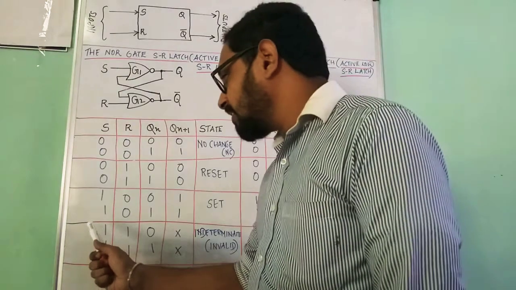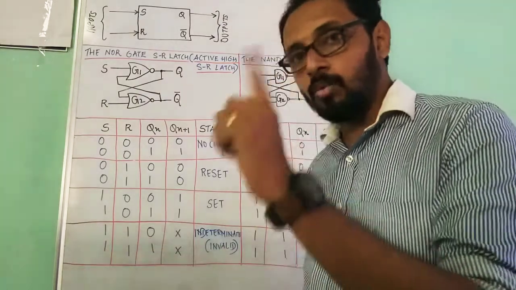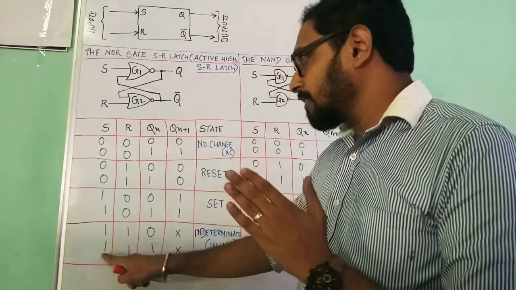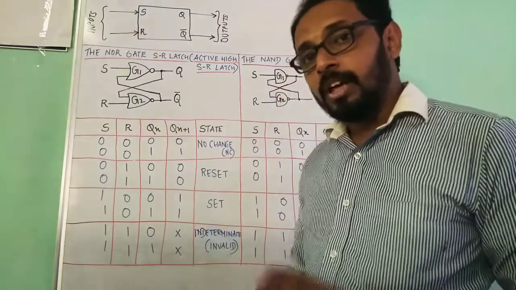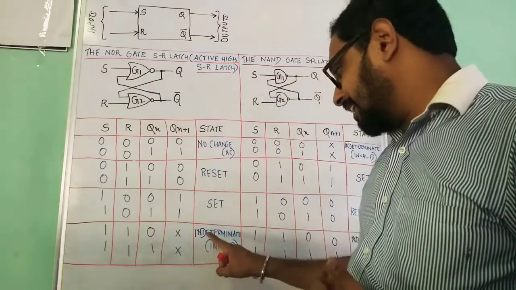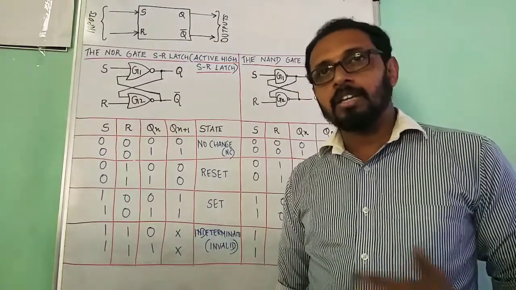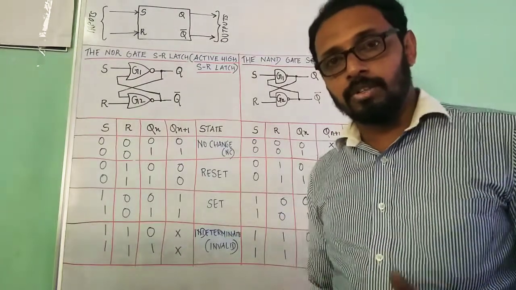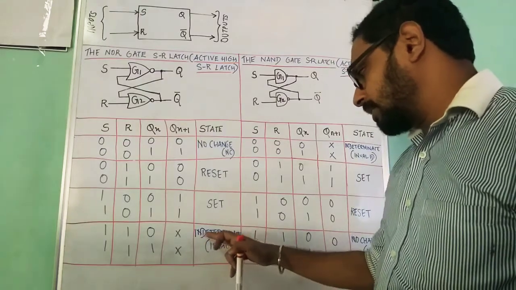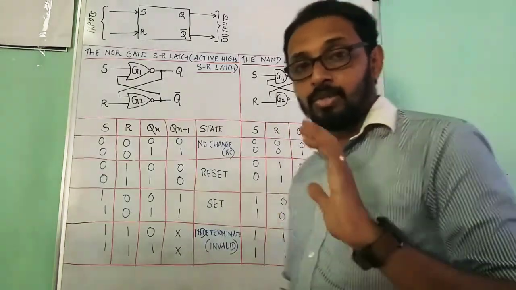And when both the values S and R are 1, if the present state is 0, and if the present state is 1, the output will be indeterminate or invalid. In some cases we can read not allowed condition. It's also called not allowed condition. Or we can go for the term indeterminate or invalid. This is the case for active high SR latch using NOR gates.